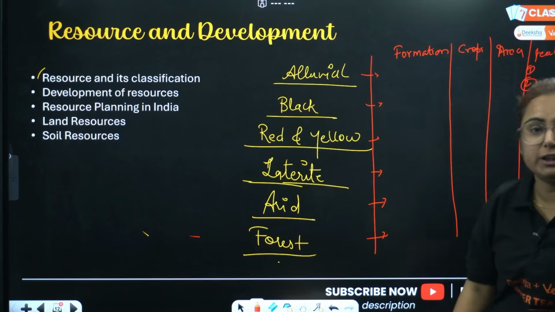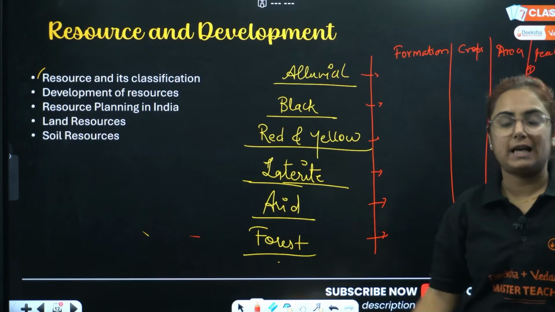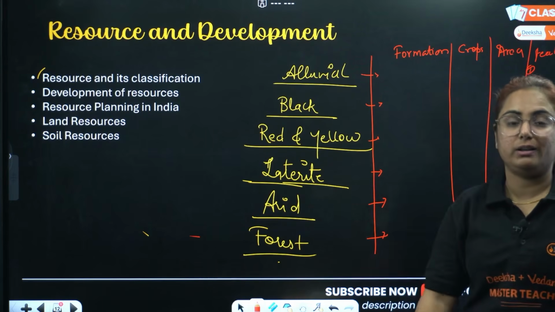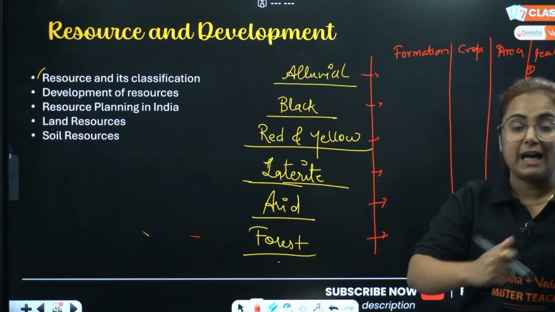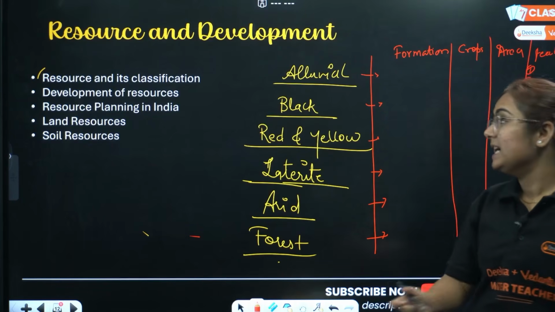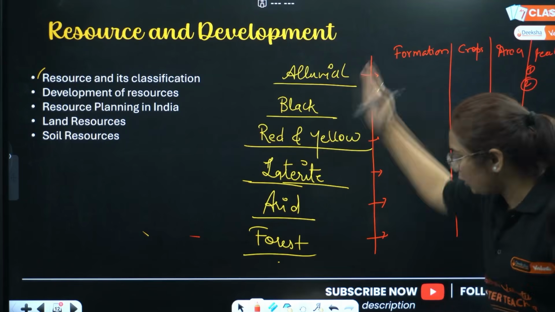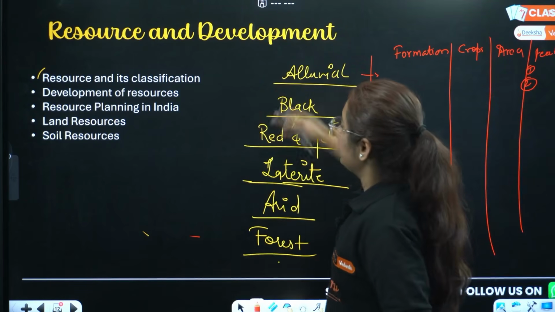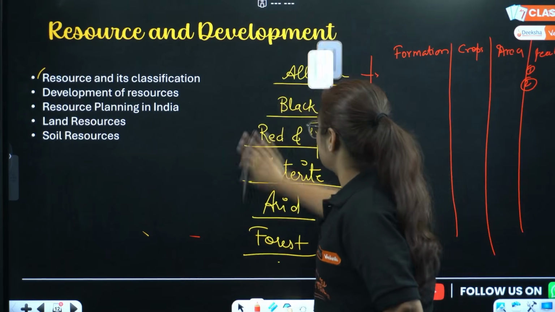Like if I talk about alluvial, it is the most fertile soil, highly populated, intensively cultivated, rich in what? Lime, potash and what? Phosphoric acid, right? Same goes with black, same goes with all the soils. Figure it out today and complete it. Very good.